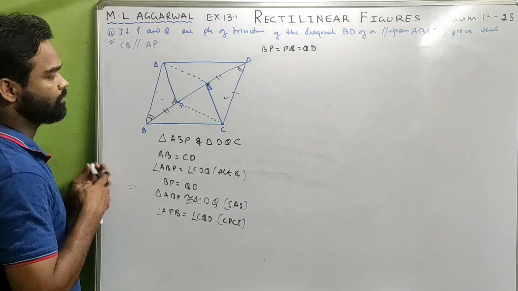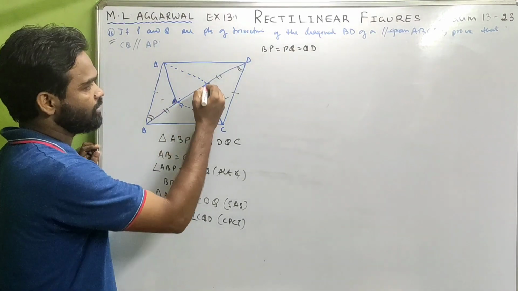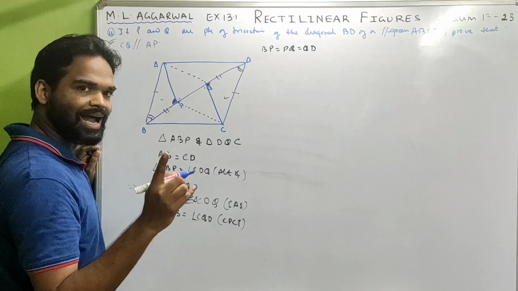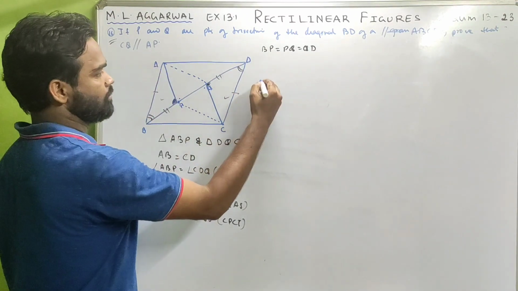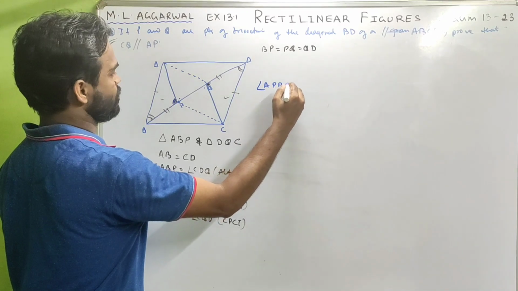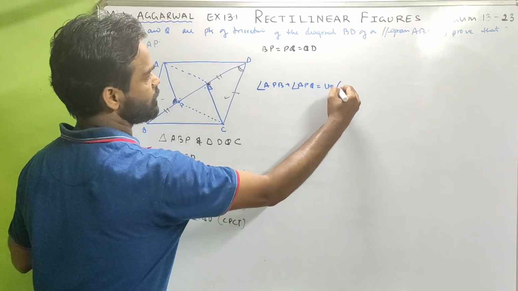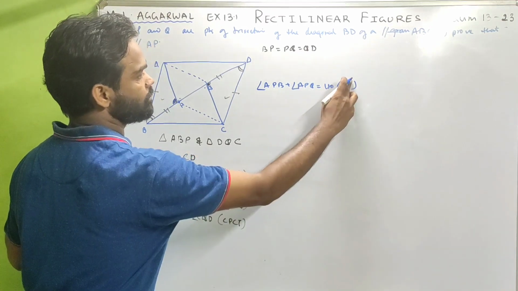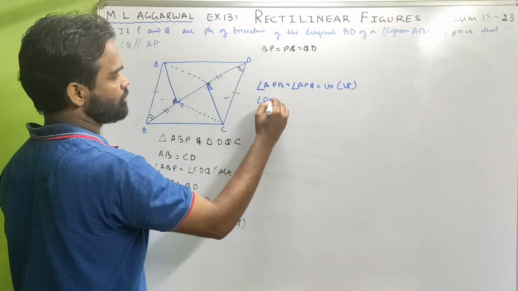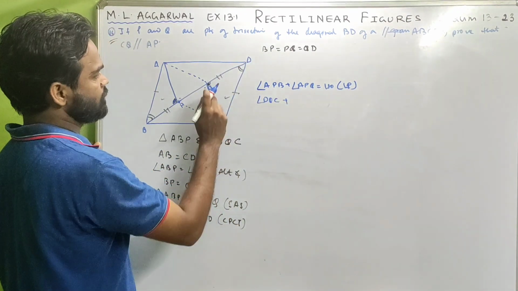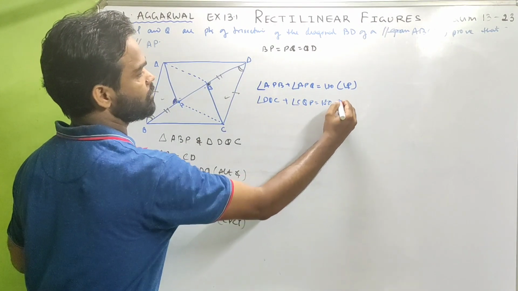Now look carefully. This angle and this angle will add to give 180, linear pair. Similarly, this angle and this angle will add to give 180, linear pair. I can write angle APB plus APQ is equal to 180. That's linear pair, LP, isn't it? Similarly, I can write DQC plus CQP equals 180, linear pair.